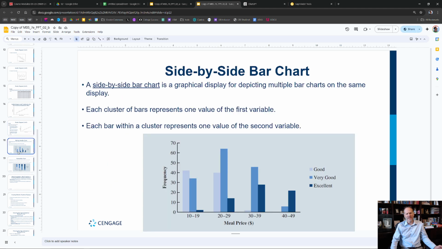And then we could do a side-by-side chart. So here's the restaurant data. What price category were you in, and what quality were you? So in the $10 to $19 price category, we have a lot of good restaurants, some very good, few excellent. In the $40 to $49 price range, we have more excellent and a few very good and no good. And then here were the most excellent restaurants. You can see the dark blue, right? And so that data there is easier to interpret.